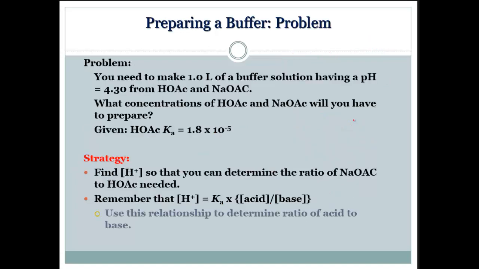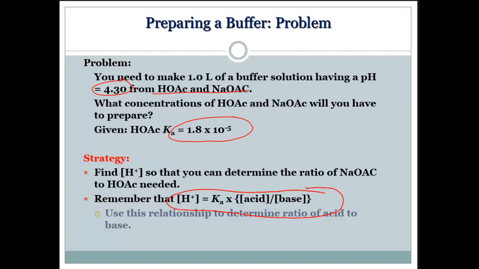Alright, so here's another problem. You need to make a 1 liter buffer solution having a pH of 4.30 from that acetic acid and sodium acetate. What concentrations of those chemicals will you need to prepare? And you need the Ka of 1.8 times 10 to the negative 5. I'm going to go about doing this using the Hasselbalch equation again. There's a couple different ways to go about doing it, and both ways will give you the same answer. If you want, you can use this way.